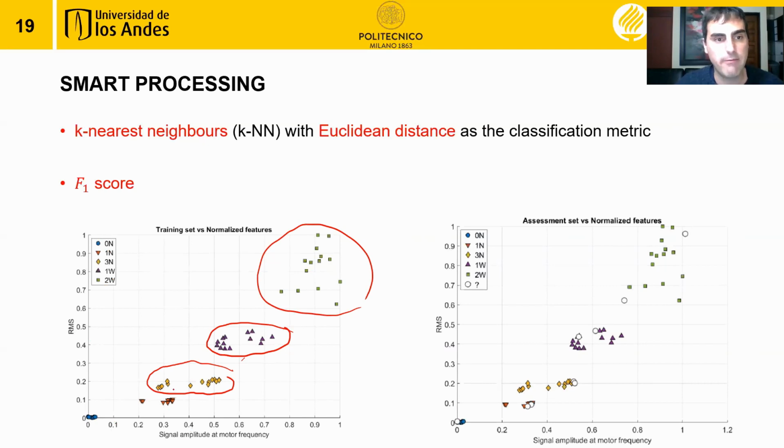And then we use the F1 score to detect how well our model was able to classify the unknown data. Here we can see the training data and the unknown data in a white circle. So we can also see visually that our model is going to be able to classify perfectly all the different levels of imbalance, and so it's not surprising that the algorithm reached 100% accuracy.